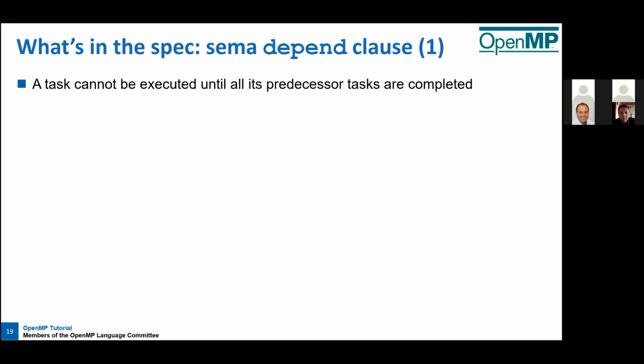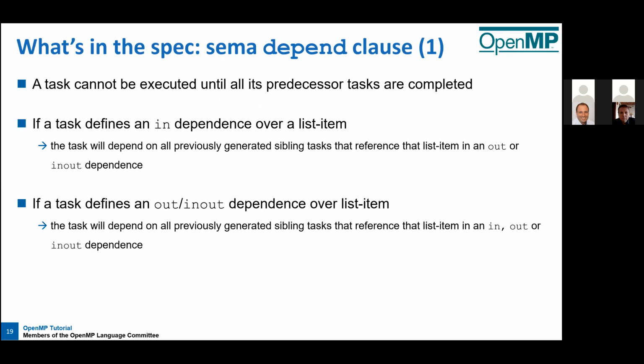All right. Now the mechanics: a task cannot be executed until all the predecessor tasks are completed. So that means, according to the depend clause and the specification there, we can now infer the right order of execution so that tasks that are producing data are completed before a task that consumes the data is being scheduled for execution.